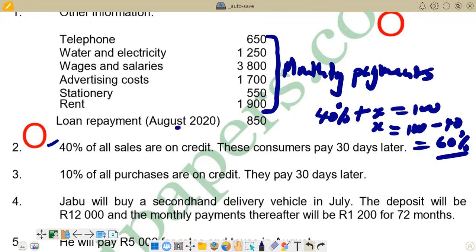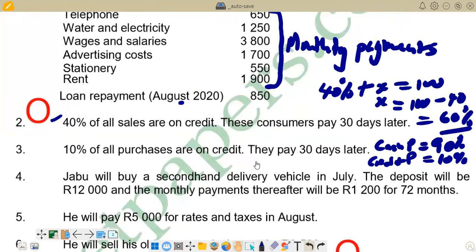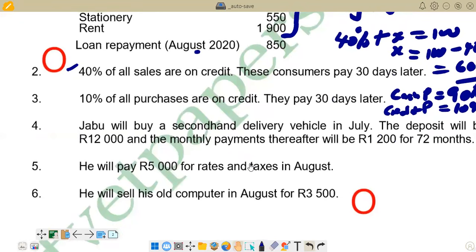So here we can just indicate that our cash purchases is equal to 90%. Then we have our credit. Our credit is given as it is. Credit purchases is equal to our 10%. So we are going to use those proportions. Then we also have some explanations that we are given there. Beneath that, we are going to go through that one, and then we finish up to 6.